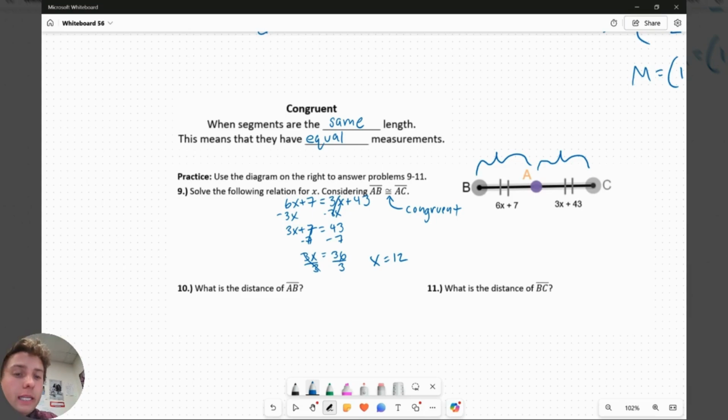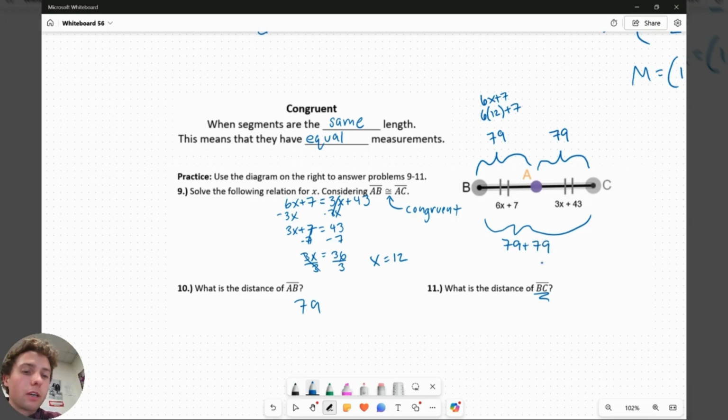So if I want to know the distance of one of those parts, the distance of AB, well, I know that AB is 6x plus 7, but I also know that x is a value of 12 when these segments are the same. So now I could plug in, I could evaluate that and find this is a value of 79. Okay, but if that left segment is 79, that means this right segment is the same as it. It is also 79. So in order to find the total distance BC, you could take 79, add it with itself, or 79 times 2, which gives you 158.